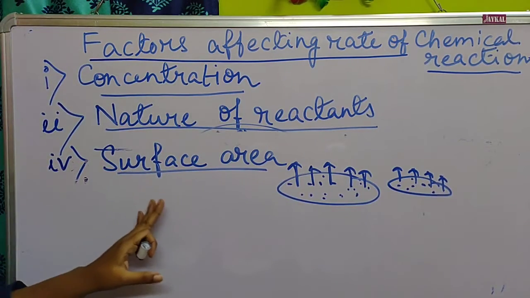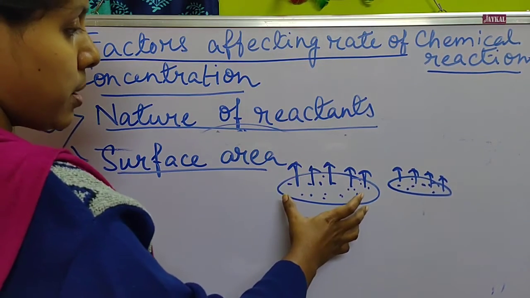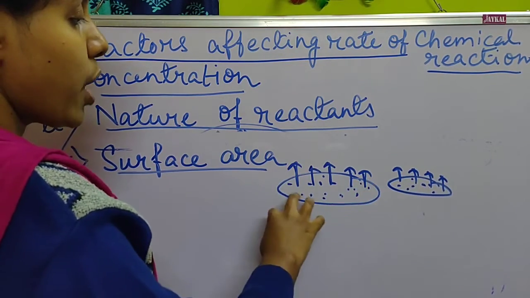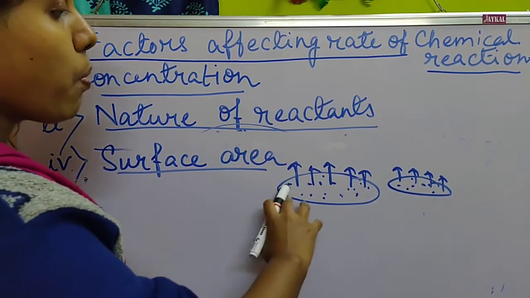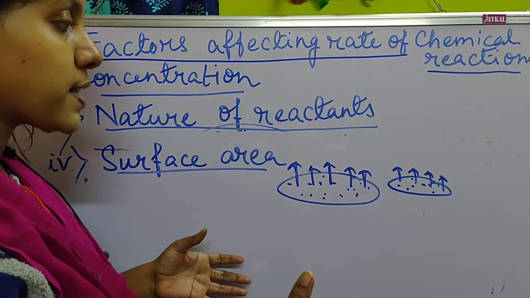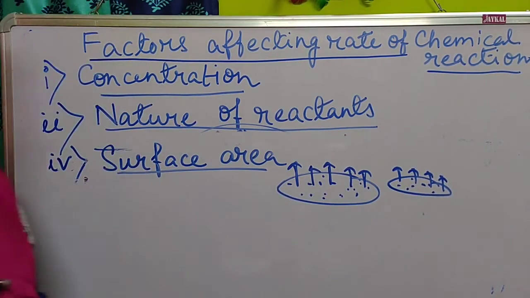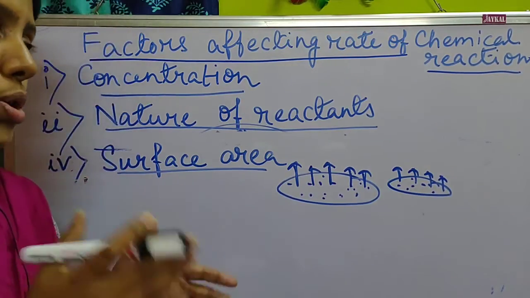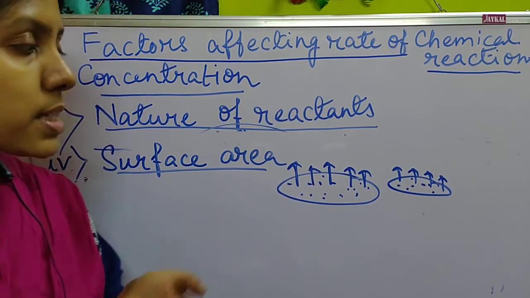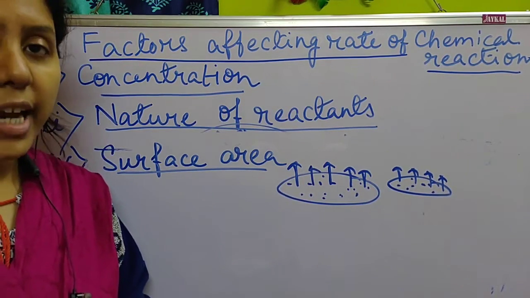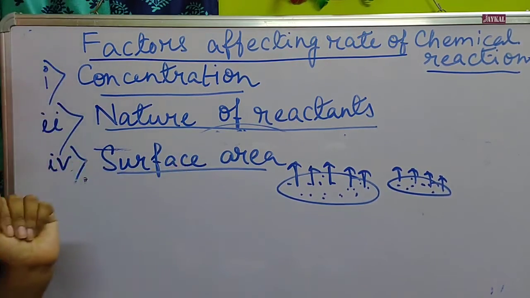The same case will happen during a chemical reaction also. When a substance with larger surface area undergoes reaction, more molecules present at the surface can come in contact with another reactant. The more the contacting area, the more the reaction taking place, which will increase the rate of the reaction. So surface area has a very important effect.